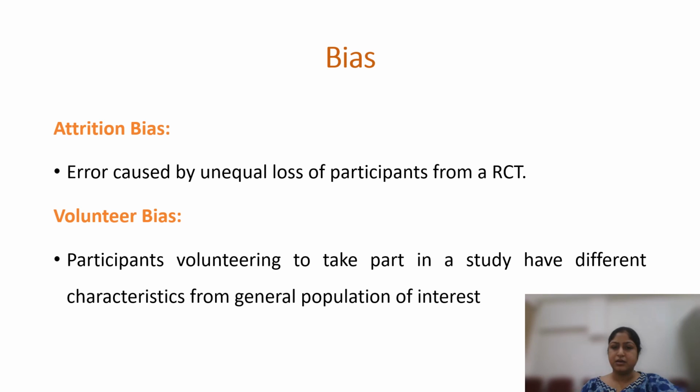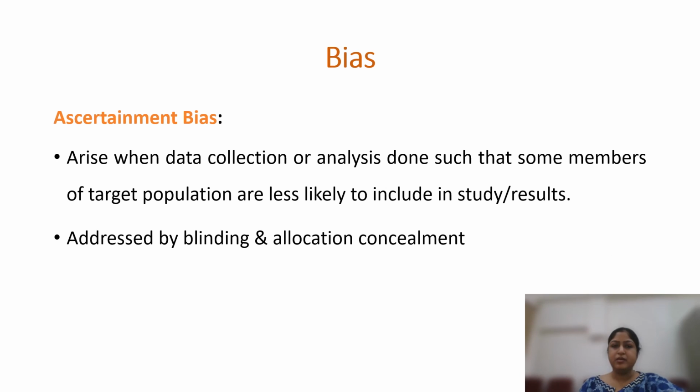Now, the bias can be attrition bias, which is caused by unequal loss of participants from an RCT. Volunteer bias is when the participants who volunteer to take part in a study have different characteristics from the general population of interest. Then we have ascertainment bias, which arises when the data collection or analysis is done such that some members of the target population are less likely to be included in the study. It is related to sampling bias, selection bias, detection bias, or observation bias, and it can also be addressed by blinding and allocation concealment.